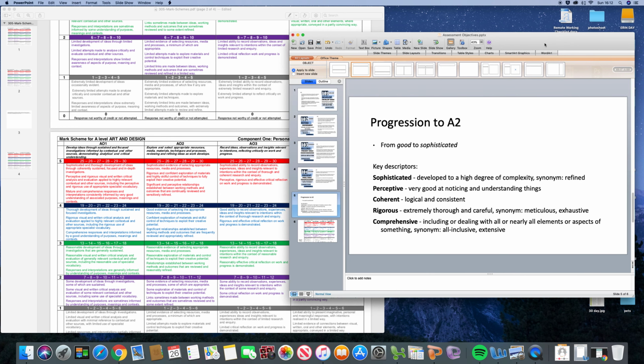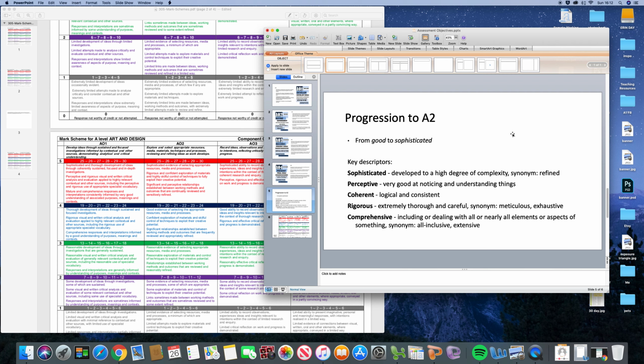So basically, this perfect A grade student is working in a sophisticated way. So that means that they've developed things to a high degree of complexity. They're perceptive in their research, so they're very good at noticing and understanding things. And that means that they've looked through all of our prompt sheets like Oreo analysis and things like that, and they've pulled lots of information together.